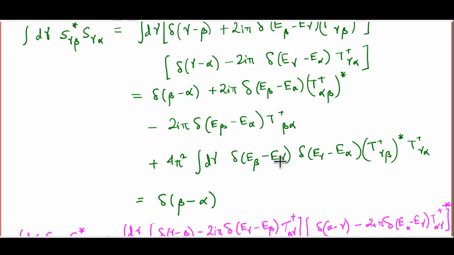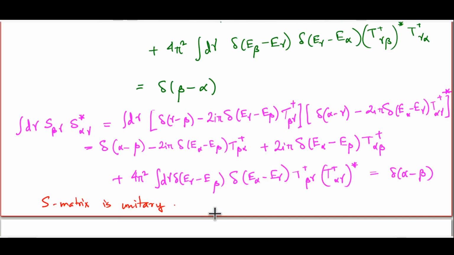these pieces add up to 0. If you take the twice i pi delta E beta minus E alpha common out of all three of these factors, you can actually take the delta E beta minus E alpha out from this factor because that's exactly what this becomes because of the E gamma integration within gamma. Then these three terms add up to 0 and you are left with delta beta minus alpha, which is what you need to prove that S dagger S is the identity. Very similarly, you can prove S S dagger is identity using exactly the same method. So we have ended up proving that the S matrix is unitary.